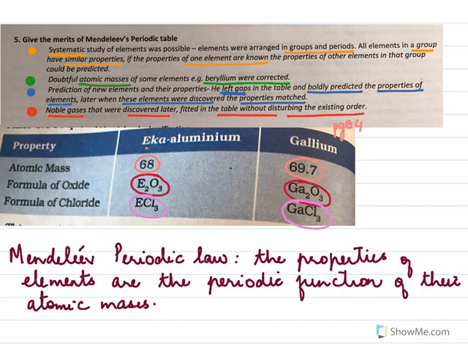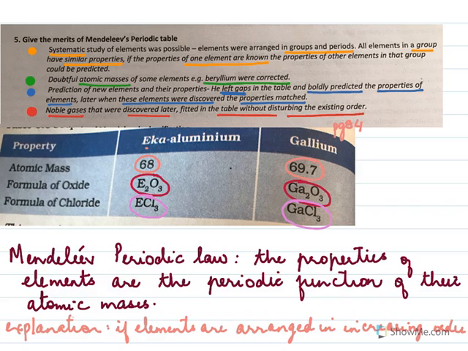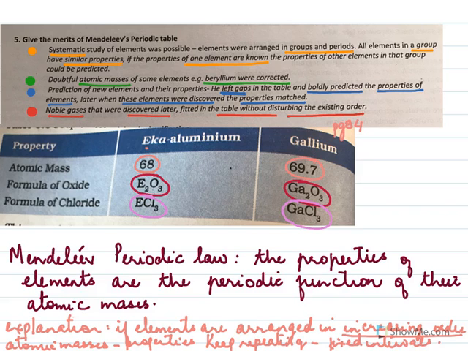What does this statement mean? If you arrange the elements in increasing order, elements with similar properties keep repeating themselves after equal intervals. So if elements are arranged in the increasing order of atomic masses, properties keep repeating. They keep repeating after fixed intervals, after a fixed number of elements.